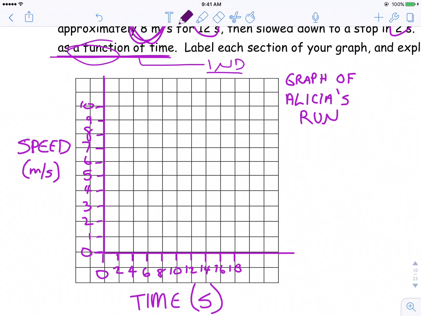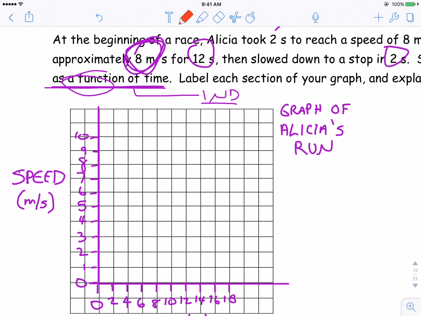Now I'll change colors because I can. Here we go. So she starts out at 0, and it takes her 2 seconds to reach a speed of 8 meters per second. So from 0 to 2 seconds in this time frame, she has to end up way up here. So we simply draw a quick line from 0 up to there, as close as we can get it anyway. And there's our first section.